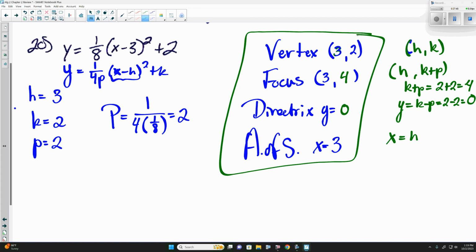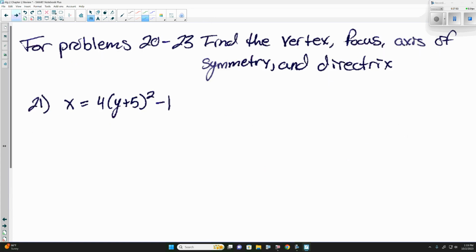Any other questions on the vertex, focus, directrix, or axis of symmetry? Let's look at the next one. This one starts off at x equals. So we're matching up to our x equals 1 over 4p times (y minus k) squared plus h.